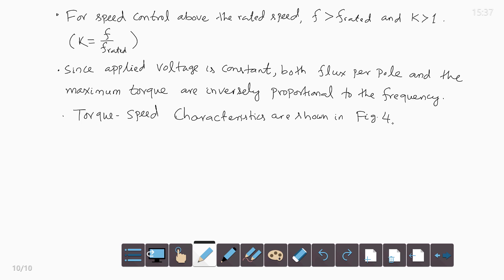So, for speed control above the rated speed, f is more than f rated, so k is greater than 1, where k is the ratio between f and f rated. Since the applied voltage is constant at the rated voltage, both flux per pole and the maximum torque are inversely proportional to the frequency, because the product f phi is constant when voltage is constant. As the frequency is increased, flux is inversely proportional to the frequency. So, torque speed characteristics for high frequency above the rated value are shown in figure 4.